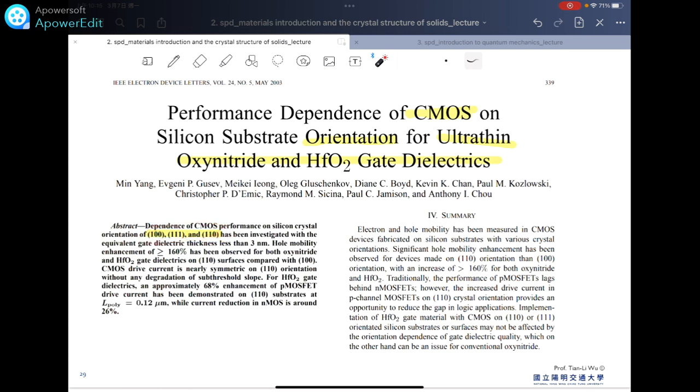So in this case, they say that we have a hafnium gate dielectric on the 111 and 110 surfaces, compared to the 100. So now I believe you have an idea of what 110 and 100 are. And then the CMOS driving current is nearly symmetric on 110. So this paper is all about the 111, 110. It's all about the crystal orientation.